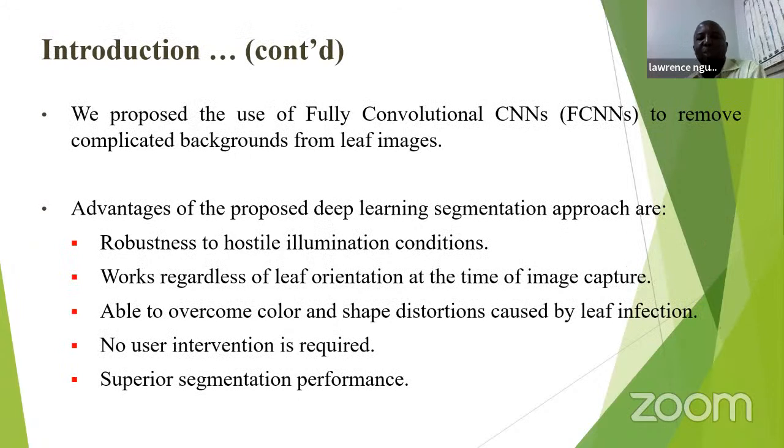So we proposed to use fully convolutional neural networks to remove complicated backgrounds from leaf images. The advantages of the proposed models were that they were robust to hostile illumination conditions. They worked regardless of the orientation of the leaf at the time of image capture. I'm going to demonstrate this shortly. They were able to overcome color and shape distortion caused by leaf infection. No user intervention was required. And in the end, you obtained superior segmentation performance from the model.